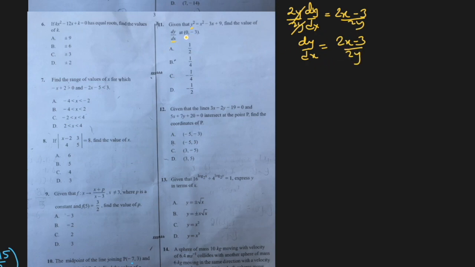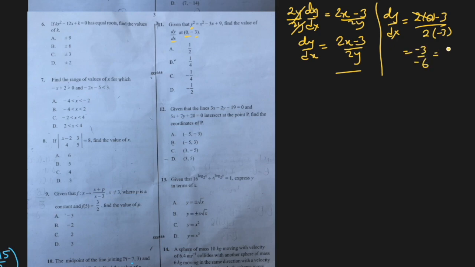Now they have given us the point where x is 0 and y is minus 3. That's what we will substitute in this, and we'll get the dy over dx finally at this point, 0 minus 3. So it is 2 times x is 0, minus 3 divided by 2 times y is negative 3. So 2 times 0 is 0. We get negative 3 over negative 6, which is positive half. A will be the answer in this case. Number 12.